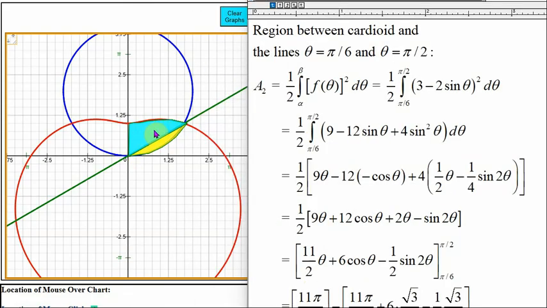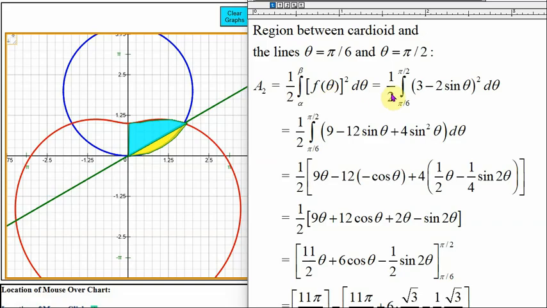Now for this area right here, which is between the graph of the cardioid and the line theta equal to pi over 6. So at this point theta is pi over 6. And right here, this is when theta is pi over 2, when we're at this point. And so we'll integrate from pi over 6 to pi over 2. And then again, this is the formula for the area of the polar region.